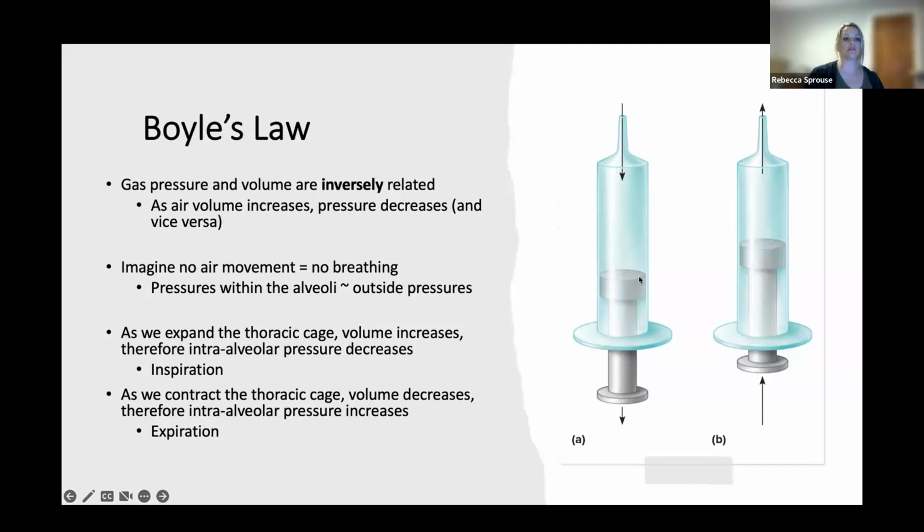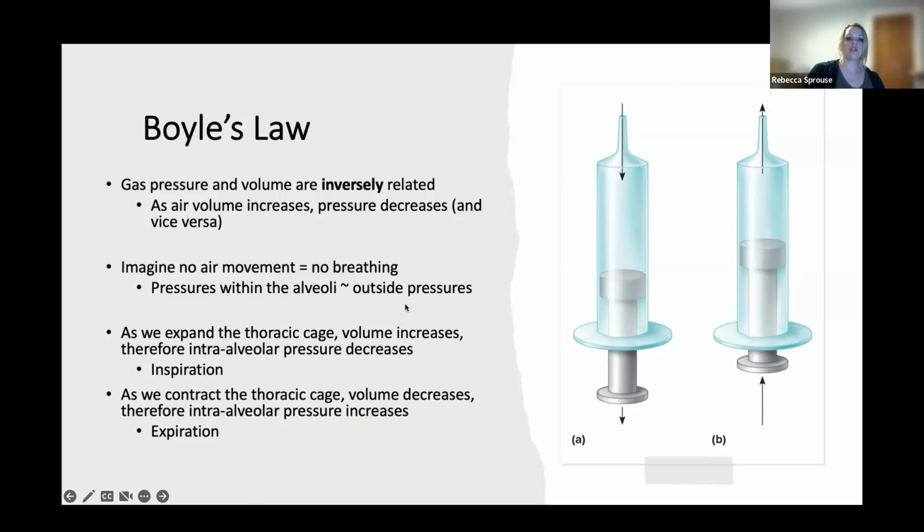If you think about a syringe, and you pull back on the plunger, you are increasing the volume of air in that syringe, and as you increase that volume, you're decreasing the pressure. It's pretty easy to pull back on that syringe. Well, if you push the syringe plunger up, now you're decreasing the volume of air, and you can feel the increasing pressure as the air goes out of the syringe. So that would be an increase in pressure, decrease in volume.